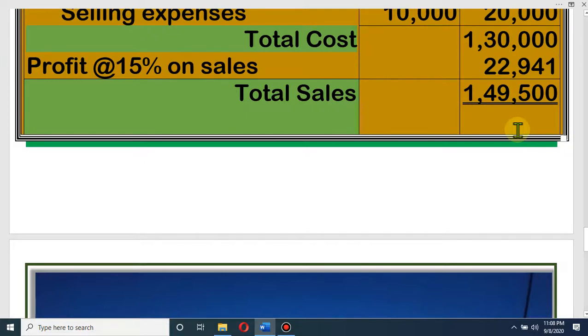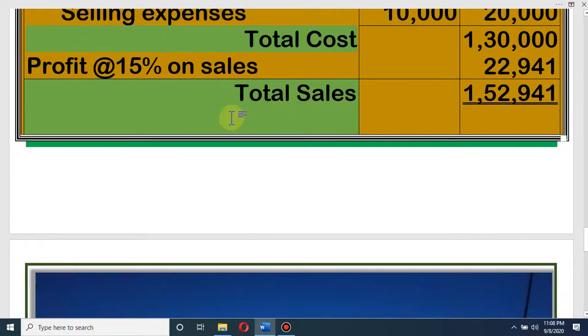1,30,000 is our total cost, plus 22,941, then it is 1,52,941. I hope, dear student, all of you understand.